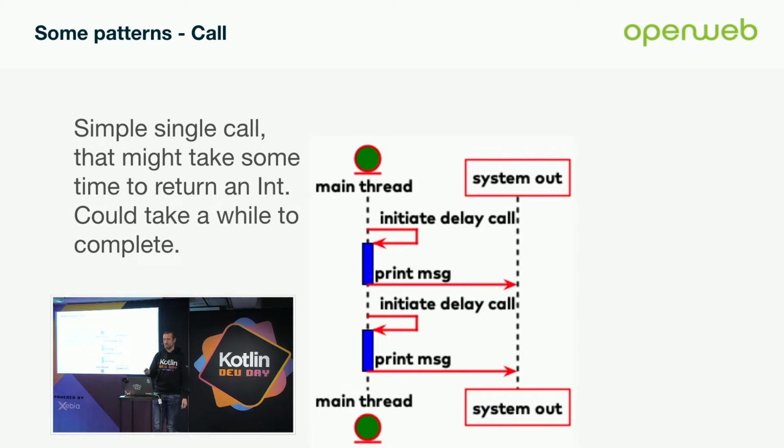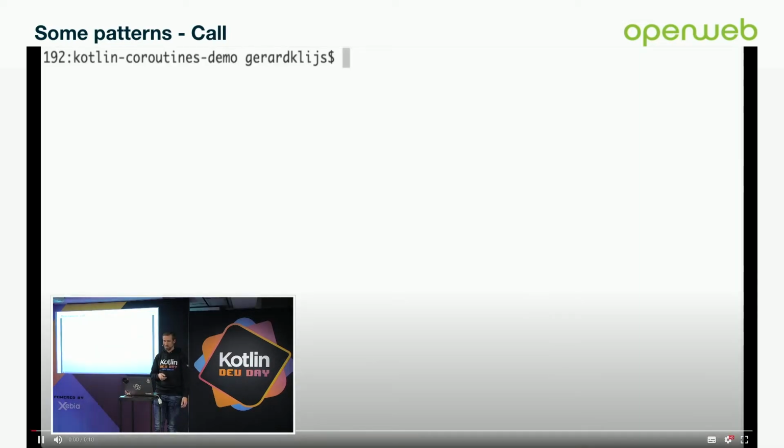So this is from the first run. This is just the default running on the main thread, and each time it will initiate the delay call, print out the message, then initiate the second delay call, print out the message, and so on. So there's not anything parallel going on there.